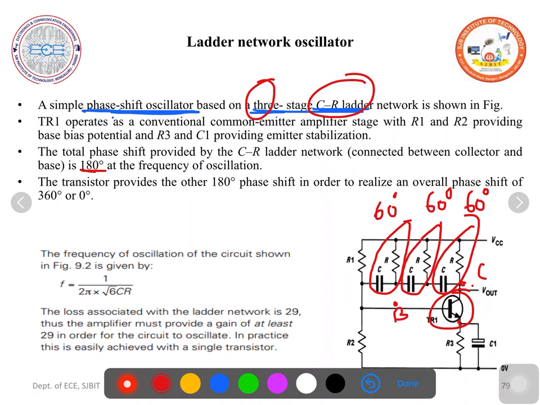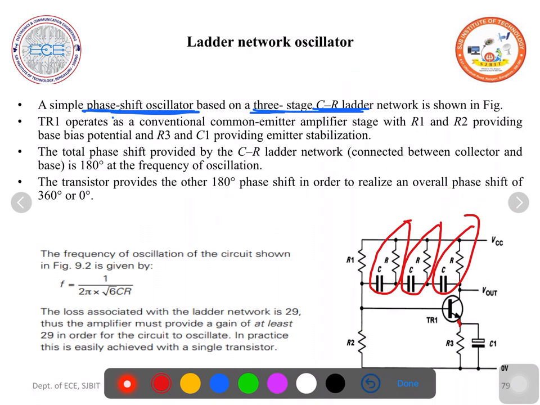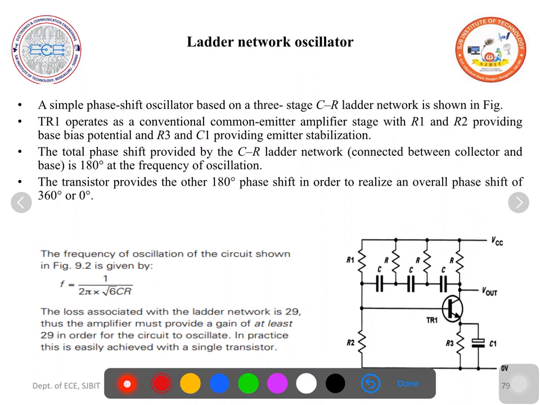So totally 360 degrees. Then what is the frequency of oscillation at which this 3-stage CR ladder phase shift oscillator generates oscillations? The frequency of oscillation is given by 1 by 2 pi into root 6 into CR. The unit is hertz. So you need to remember this: frequency of oscillation f is equal to 1 by 2 pi root 6 CR. Here the same values of capacitance and the same values of resistances are used.